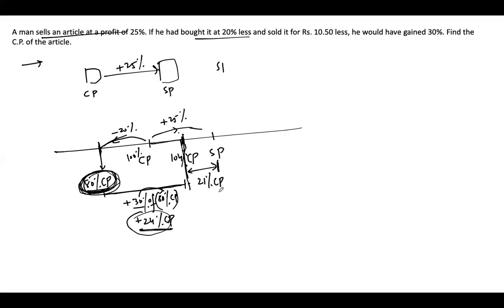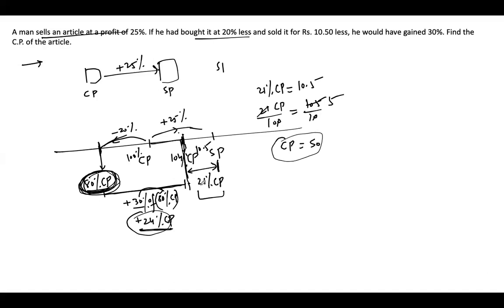10.5. 21% and 10.5, which you can relate. 21% of cost price is 10.5, and this is 21 by 100. This is 105 by 10, 21 into 5. This is 1500. 0 and 0 will get cancelled, and cost price would be 50. This is one way to go.